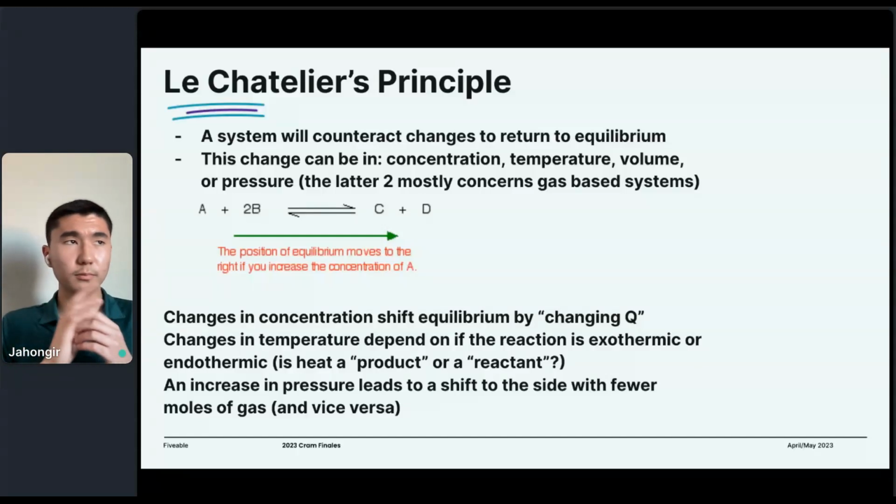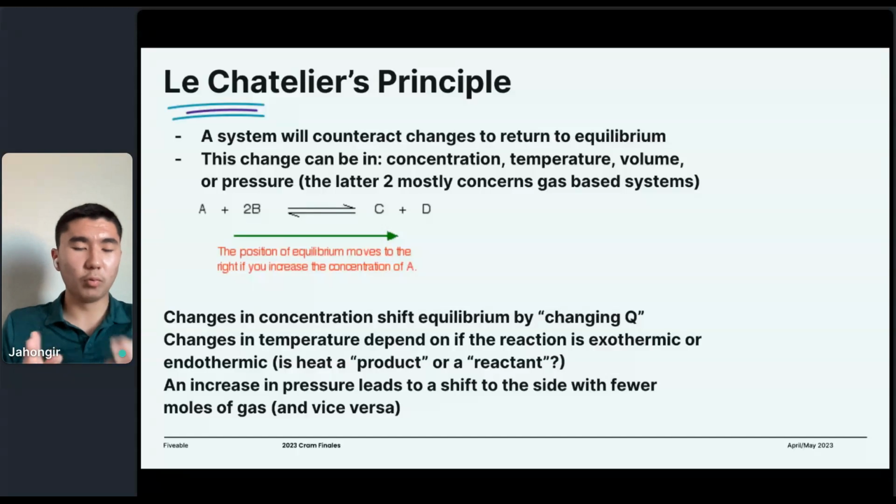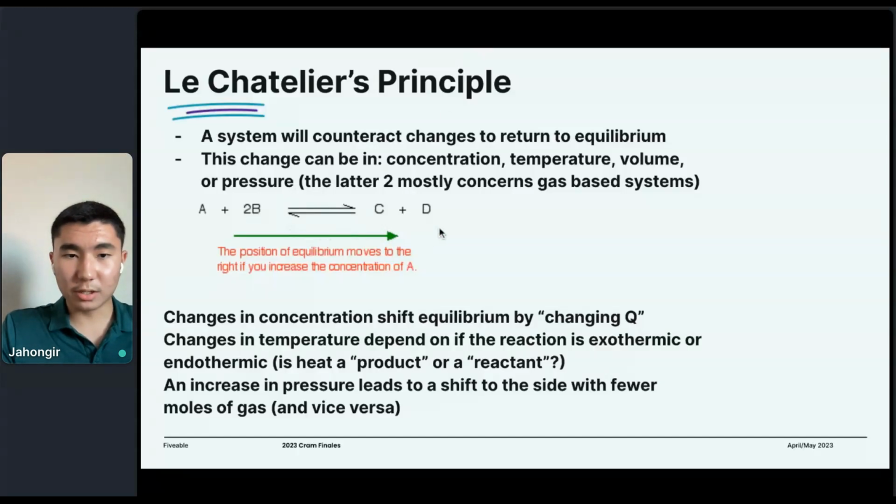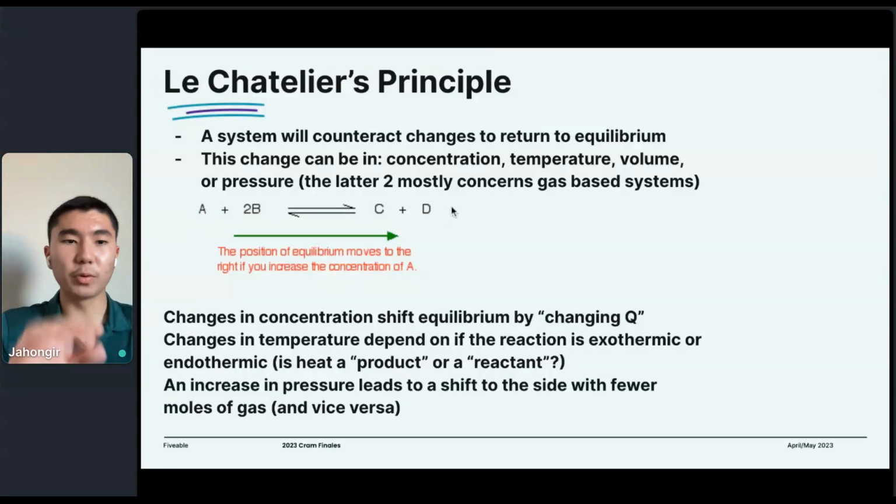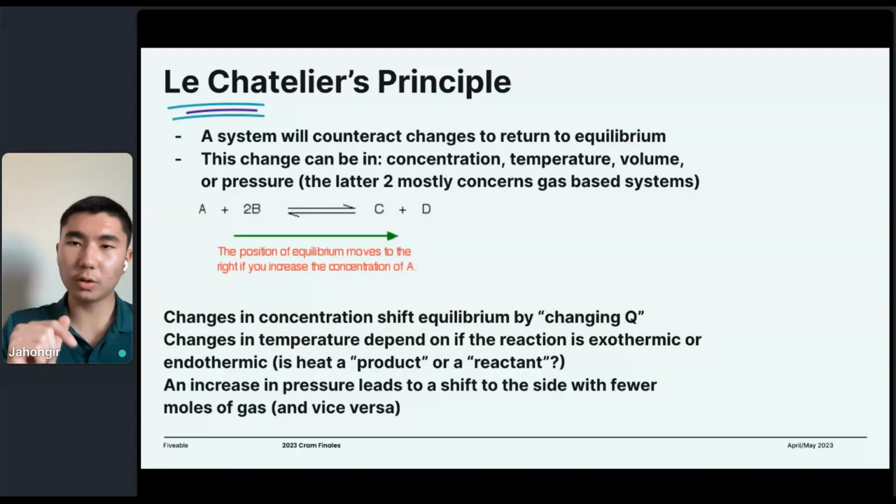Now, if we're talking about temperature, it depends on where our heat is placed, and also whether the reaction is exothermic or endothermic. So let's just say our reaction is exothermic, right? If our reaction is exothermic, and here's my little mouse over here, then our heat is going to be here. So we're going to have plus heat on the product side. And if we increase the temperature, the side with the least temperature is going to be favored.